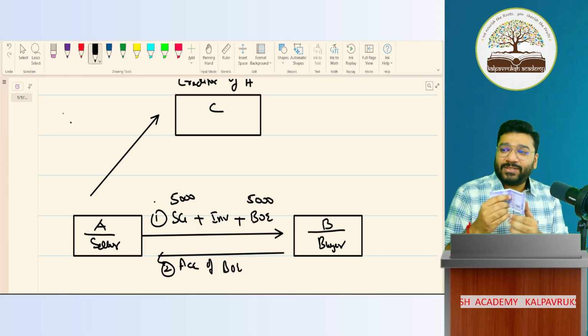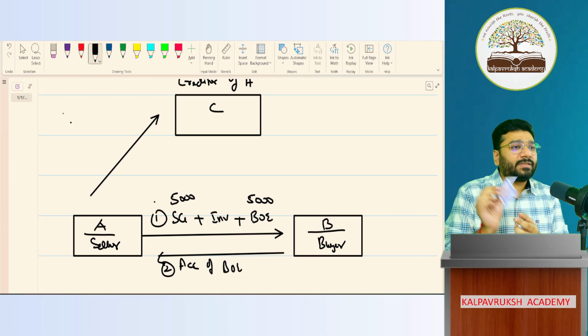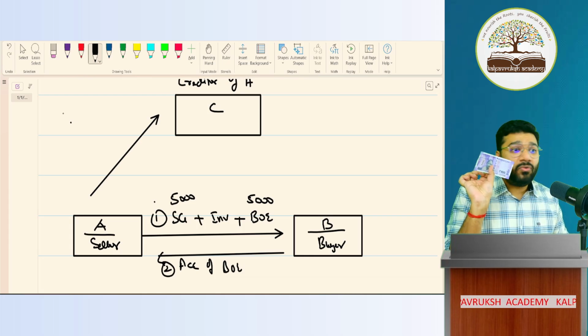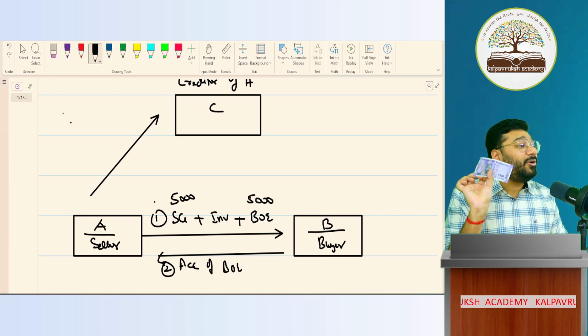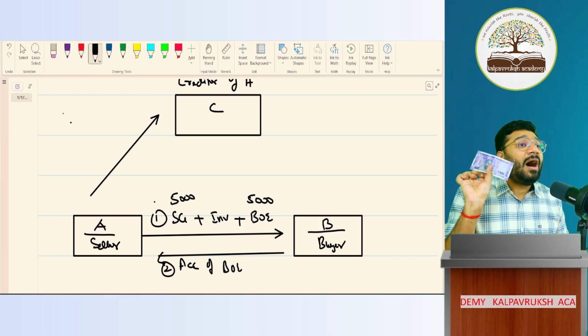If you see a 100 rupees note, it is mentioned here: I promise to pay the bearer the sum of 100 rupees. I promise to pay. It's a promissory note. Oh my God, today only you got to know that cash is a promissory note. Who is giving this promise? RBI. Got it, not got it?